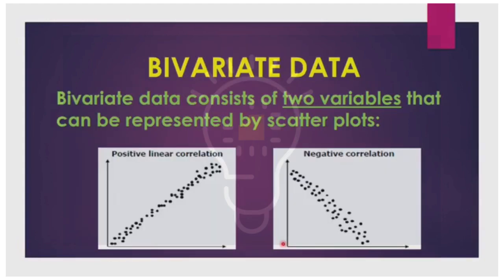Bivariate data was a topic that was introduced to you in grade 11. Now, by means of this definition, bivariate data, we mean that this is data that consists of 2 variables that can be represented by means of scatter plots. Your teacher nicely explained that to you.